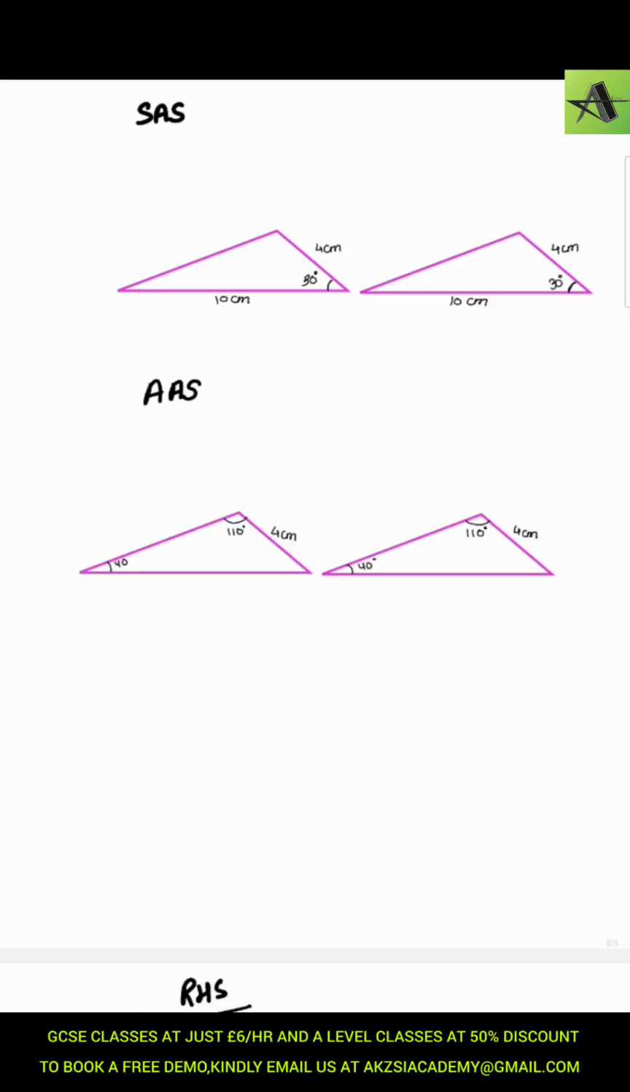The next one is side, angle, side. Here in this diagram, as you can see, the corresponding first sides, 10 and 10, are equal. And then the next angle, the corresponding angles, both are 30 degrees, so they are equal. And then its corresponding side, which is 4 centimeters, is equal. As I told you, it's important to know the corresponding sides and angles, but they have to be in a particular order. So SAS means side, then an angle, then a side.